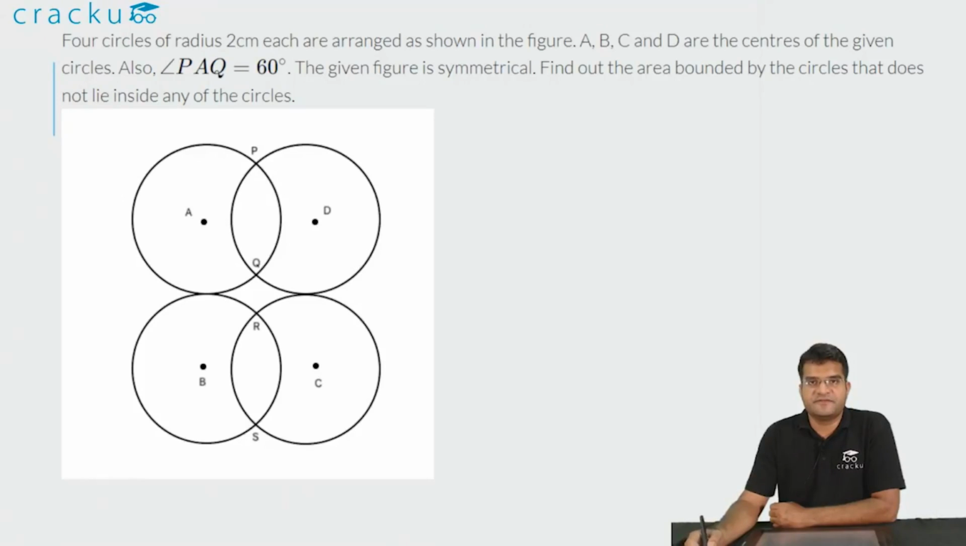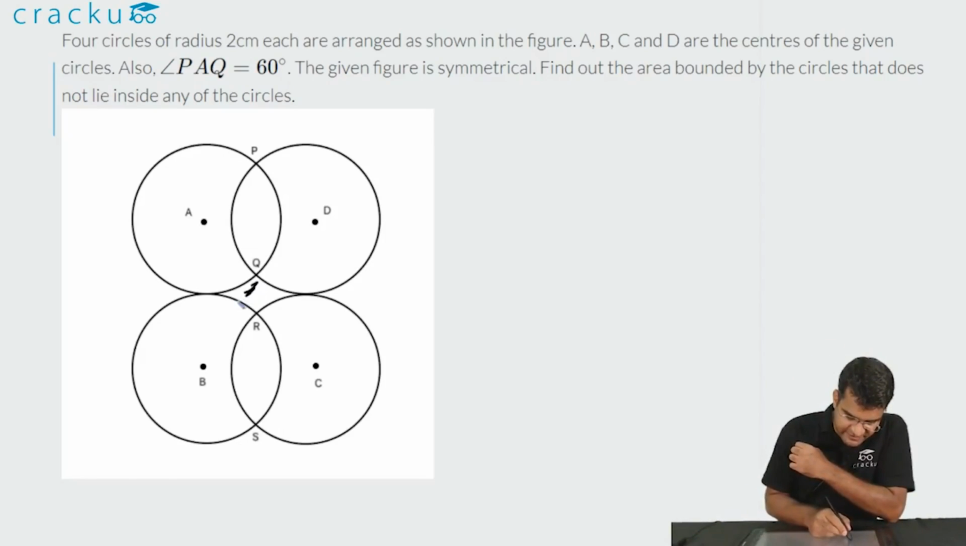In this question, we are given 4 circles. They are of equal radius. The radius is 2 centimeters. 2 pairs of circles intersect each other, and all the other circles touch each other, as shown in the diagram. We are also given that angle PAQ, which is the angle of the chord, is 60 degrees, and the given figure is symmetrical. We are asked to find out the area that is bounded by the circles that doesn't lie in any of the circles. So the area that we are required to find out is this area.